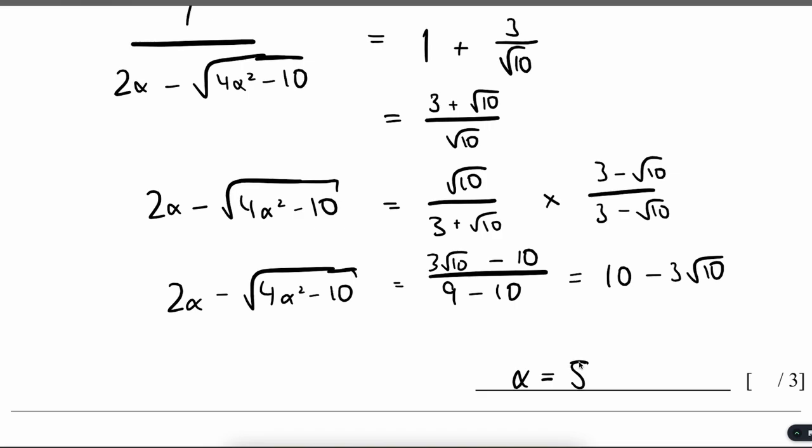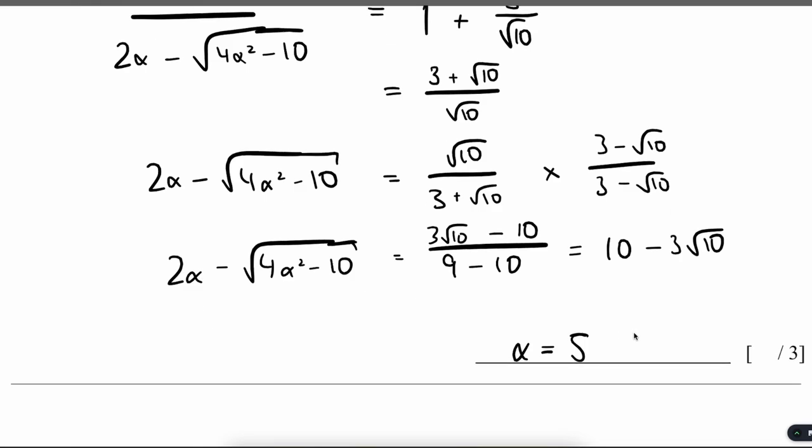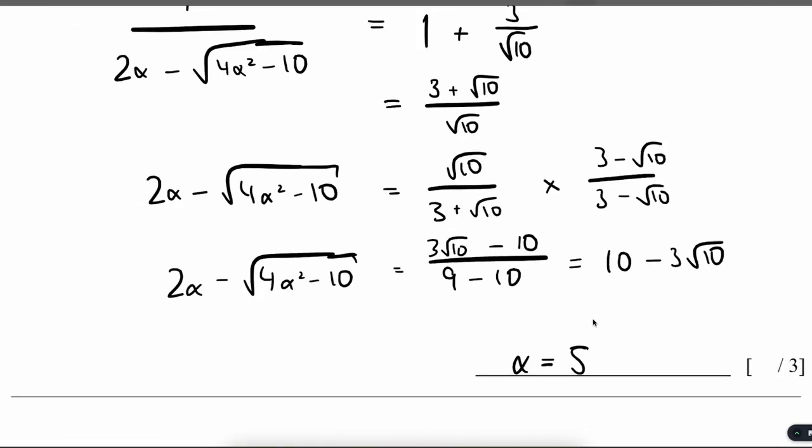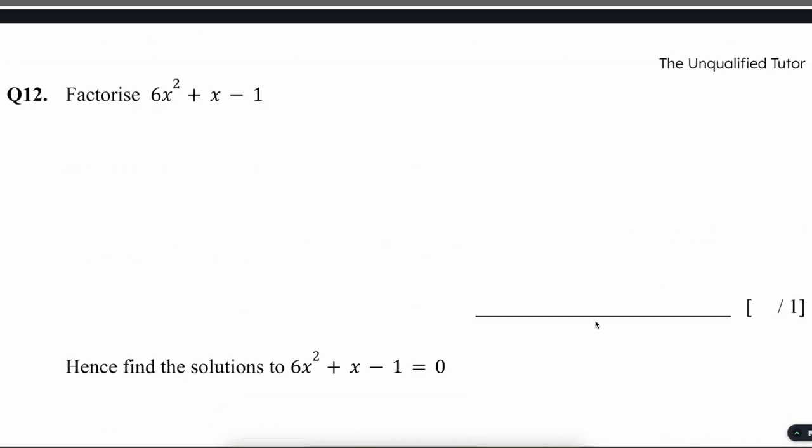That's just, you're going to have to either see it or do some more algebraic manipulation, but honestly, just split up the surds and the numbers and you'll get a nice little integer answer. Next question. Factorise 6x squared plus x minus 1.